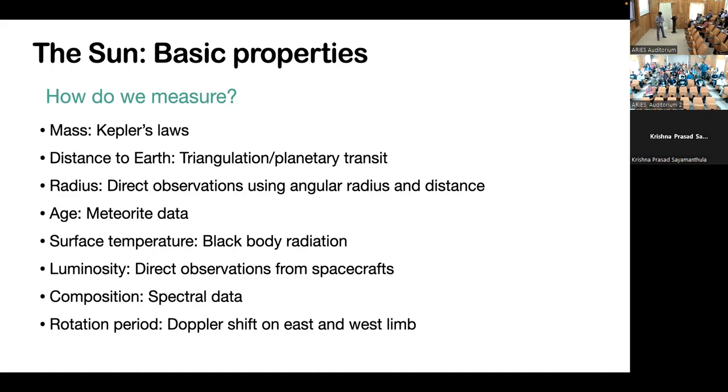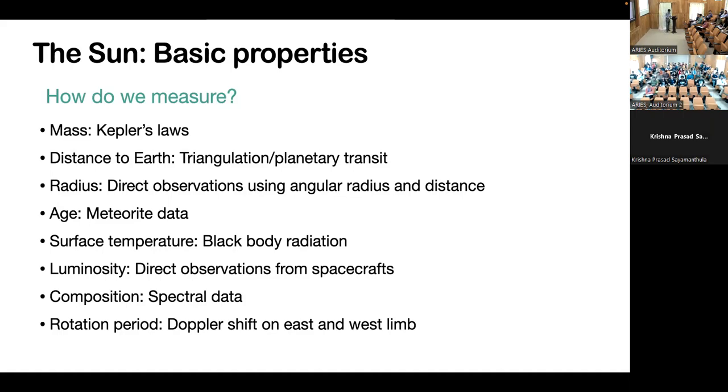And then you have the rotation period of the sun. The rotation period of the sun, you can measure, again, we were discussing Doppler shifts yesterday. Because the sun is rotating from the west limb to the east limb like this, whatever spectral lines you are seeing will be Doppler shifted towards you on the east limb, and Doppler shifted away from you on the west limb. Then based on these Doppler shifts, you can estimate the rotation period. So those are the basic properties.